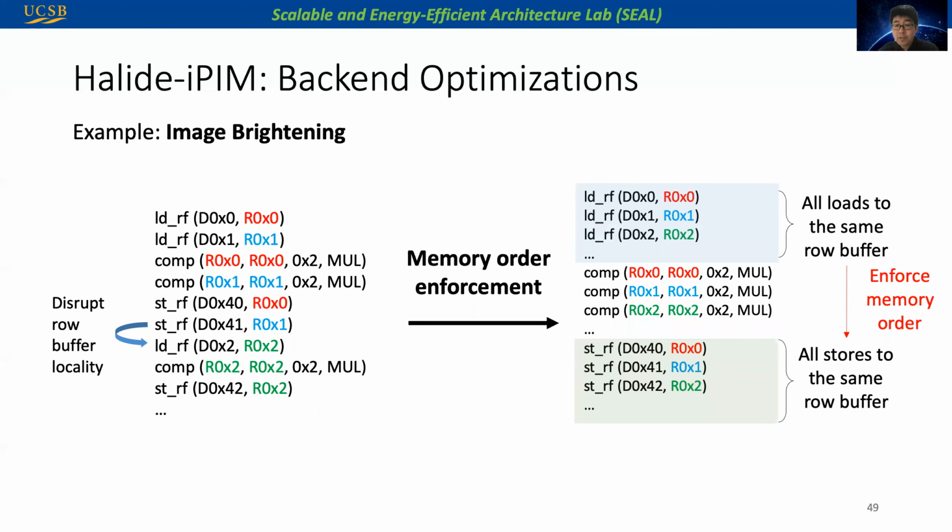In the end, we show that instruction reordering may disrupt row buffer locality. For example, the store of a previously finished pixel may be scheduled before a load instruction of a later pixel. This will reduce the row buffer locality and reduce effective DRAM bandwidth. To deal with this, we enforce memory order so that all loads to the same row buffer and all stores to the same row buffer are scheduled together.